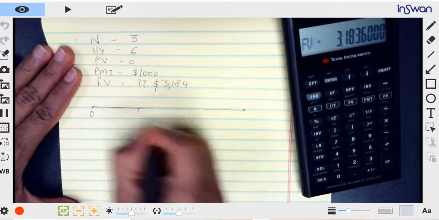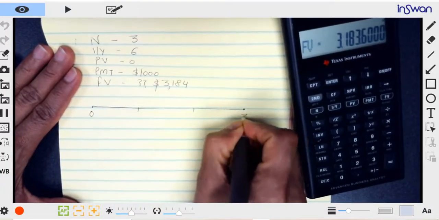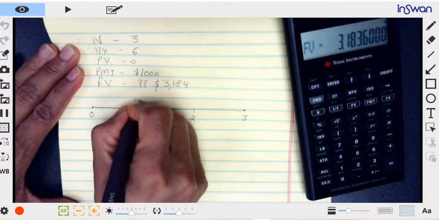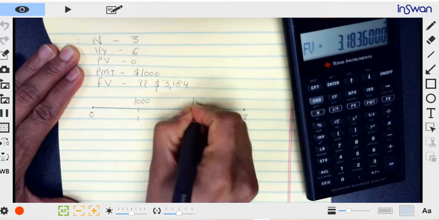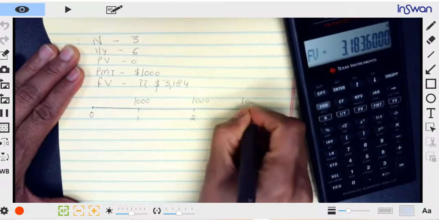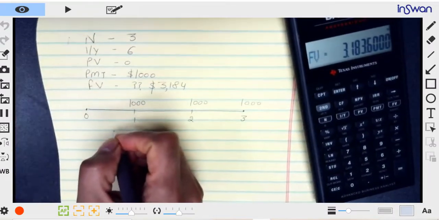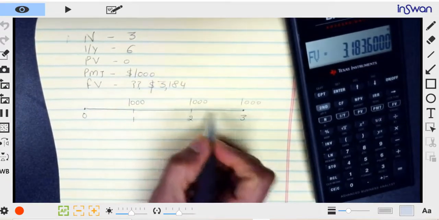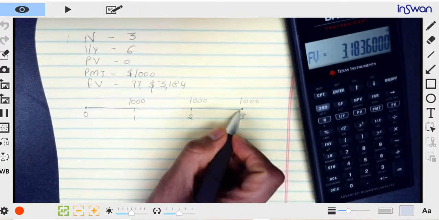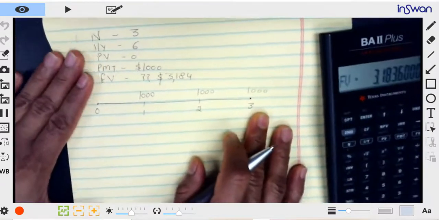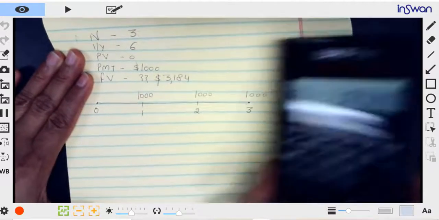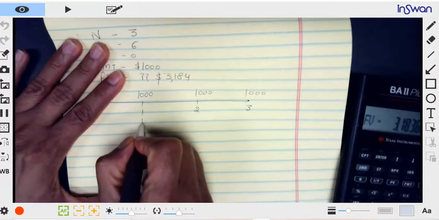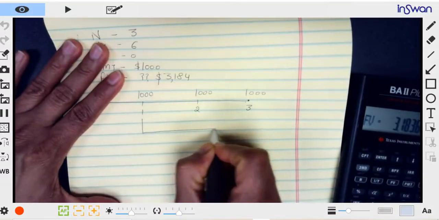0, 1, 2, and 3. Okay, so 1, 2, and 3. There are 3 payments at the end of each year. Okay, the first year, here, second year, and third year. We are trying to calculate the future value here. So it is exactly what we did here using this financial calculator, exactly what I told you earlier.